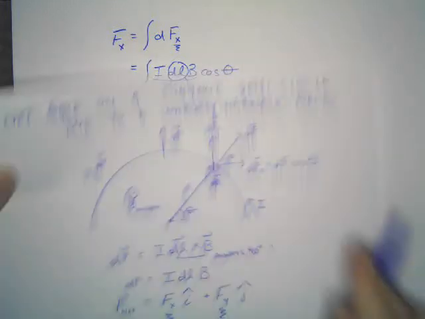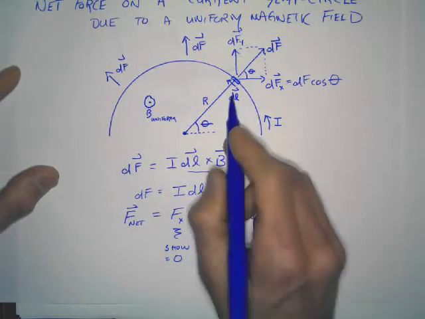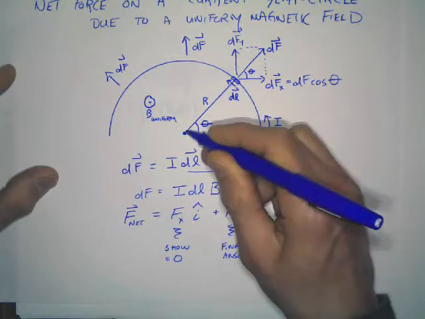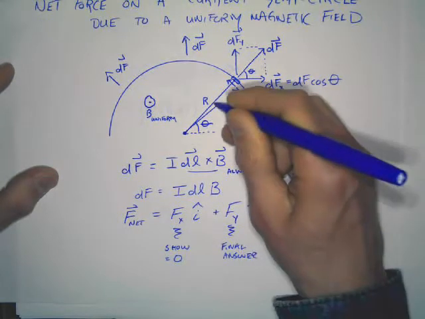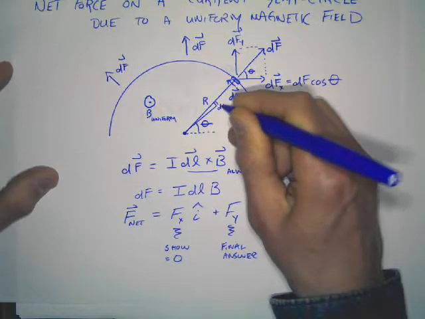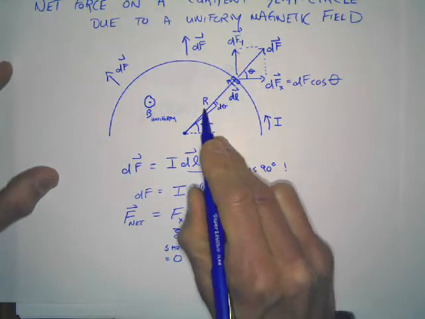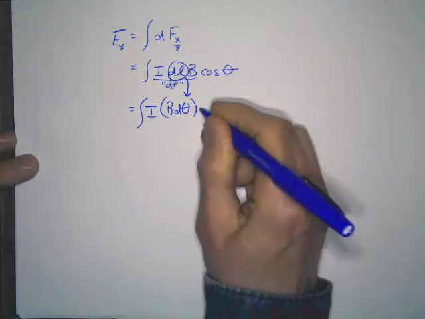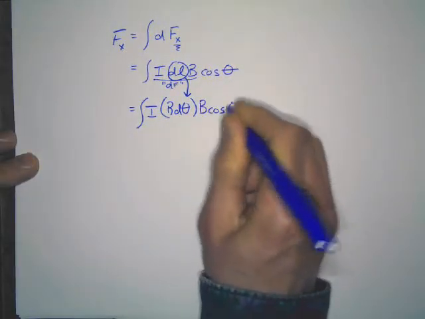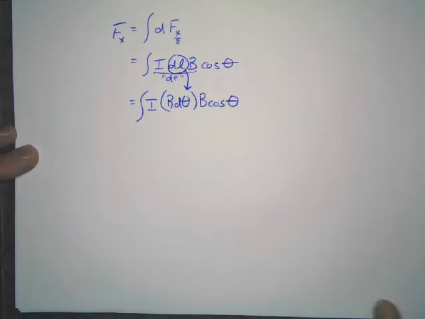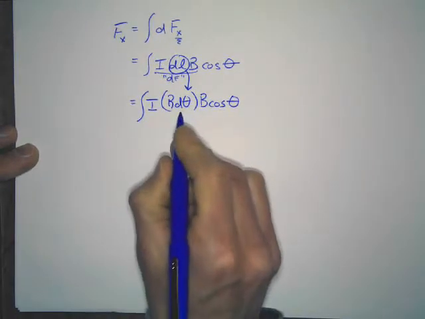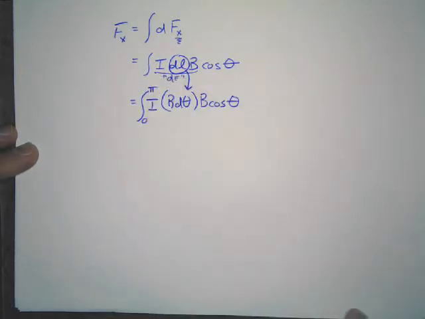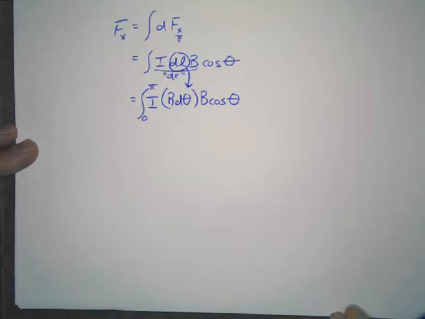Okay. So again, coming back to our picture, there's your dl, which is just a little piece of the arc, and my d theta would just be that little angle that corresponds to that arc. And as soon as I put it in these terms, I've now made my integral in terms of theta. I hope you can see that my theta ranges from 0 to pi because of the arc that I have.